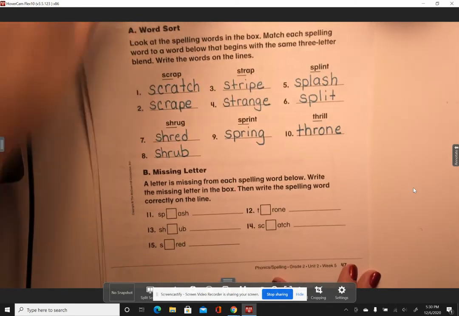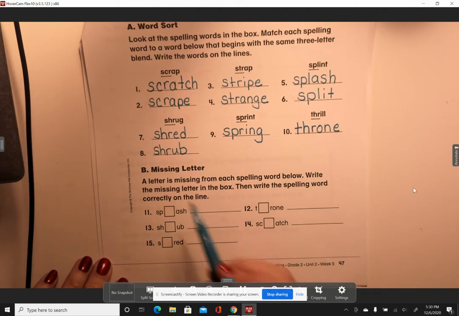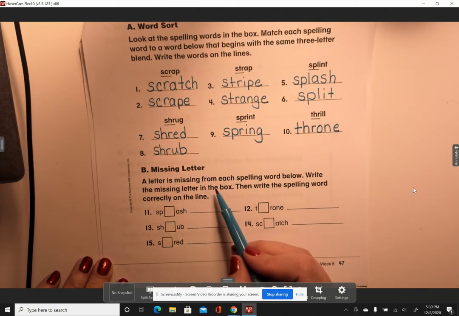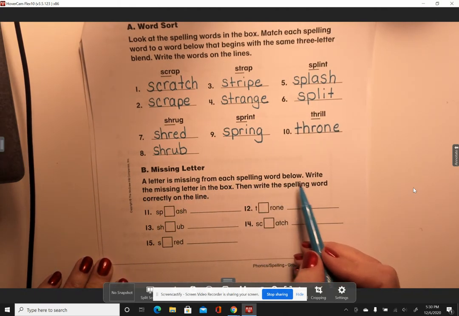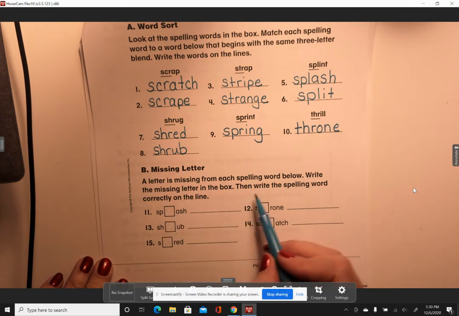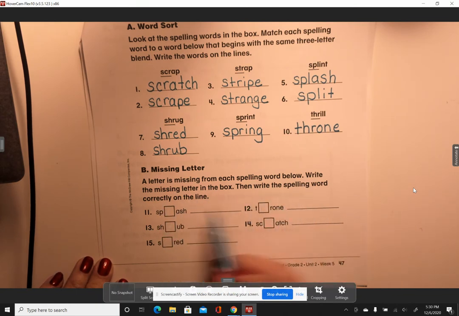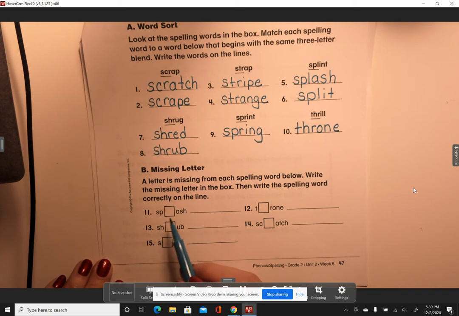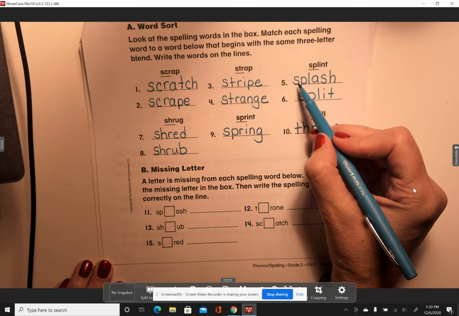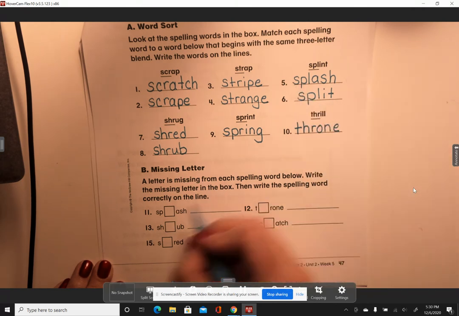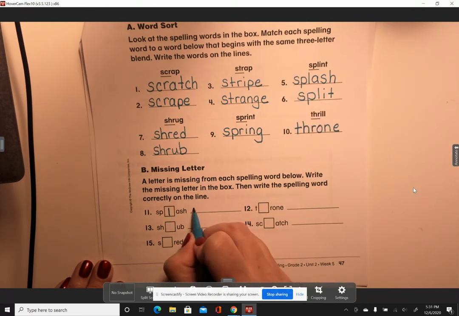Okay, now at the bottom, we're going to do missing letters. A letter is missing from each spelling word below. Write the missing letter in the box. Then write the spelling word correctly on the line. So let's see here. We have S-P blank A-S-H. Let's look up there and see. You're right. That should be the word splash. So the L is missing.